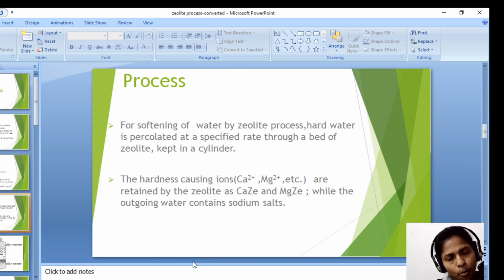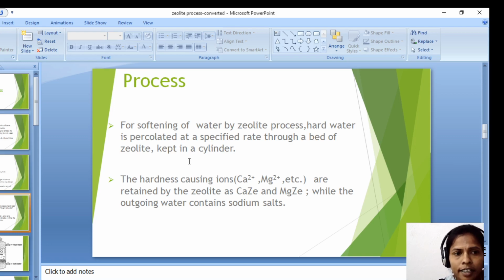And let us see what is the process of the zeolite process. For softening of water by zeolite process, hard water is percolated at a specific rate through a bed of zeolite kept in a cylinder. So initially we are passing the hard water through a zeolite bed. That structure is called the zeolite bed here.